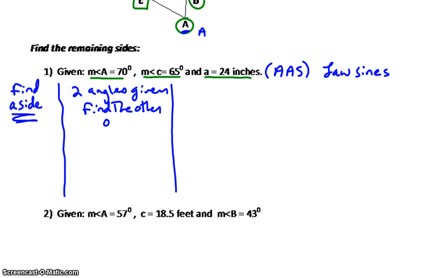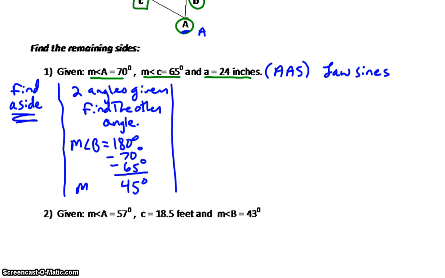Now, how do we do that? Well, every triangle has 180 degrees, so if I want to find the measure of angle B, I simply take my 180 degrees and subtract from it my 70 degrees and subtract from it my 65 degrees. What that leaves me is an angle measurement of 45 degrees. So the measure of angle B equals 45 degrees.